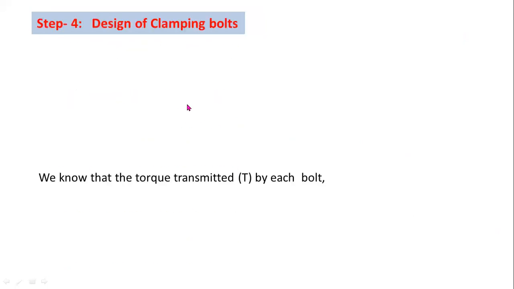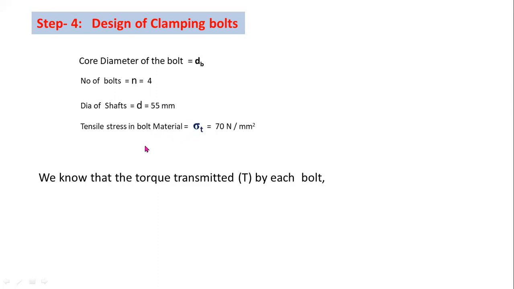In fourth step, you have to design a clamping bolts. Let dB is the core diameter of the bolt, and n is the number of bolts. From given question, the number of bolts n equal to 4. Small d is the diameter of the solid shaft, d equal to 55 mm, and tensile stress induced in the bolt material sigma t equal to 70 megapascal. This one also given value. Now the coefficient of friction between the sleeve and shaft surface is mu equal to 0.3. These all are given values.